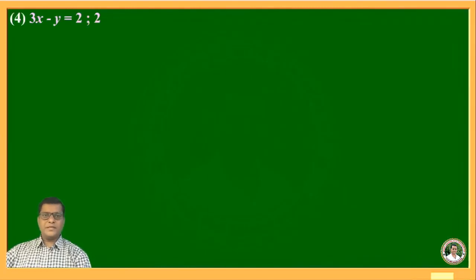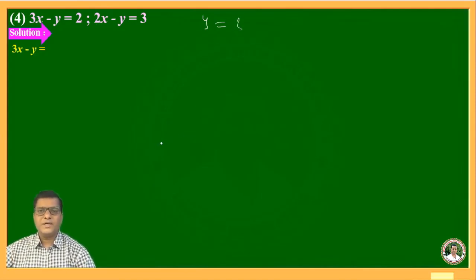Here the fourth example is 3x minus y is equal to 2 and 2x minus y is equal to 3. Here in this example, we will convert both the equations into the form of y is equal to something. First, 3x minus y is equal to 2. That is minus y is equal to 2 minus 3x. Change the signs of all terms or multiply by minus 1. We will get y is equal to 3x minus 2.